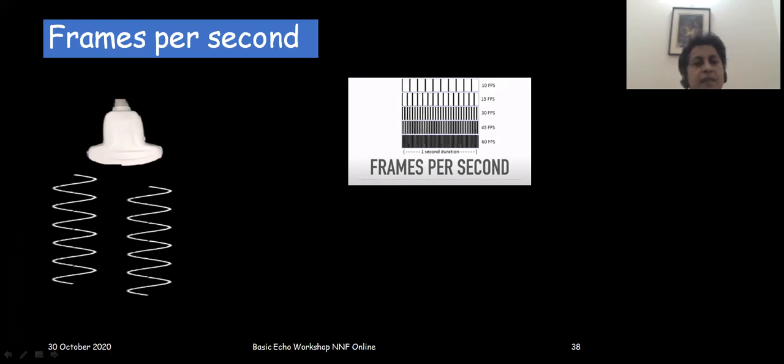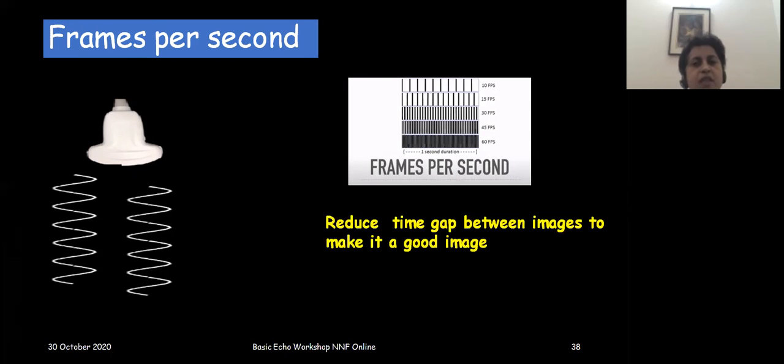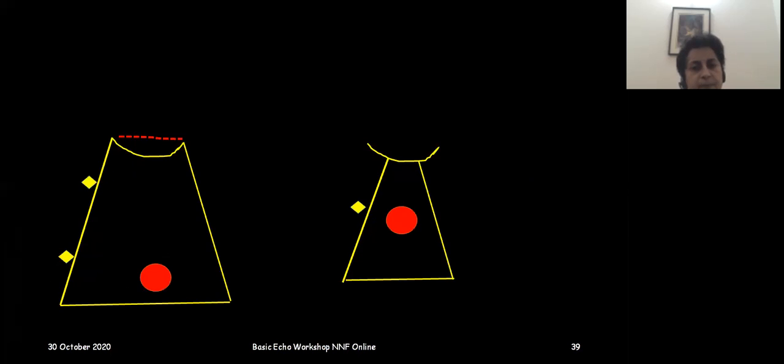So the attempt should be to increase the pulse repetition frequency or the frame rates per second. So I need to quickly reduce the time gap between images in order to make a good image.